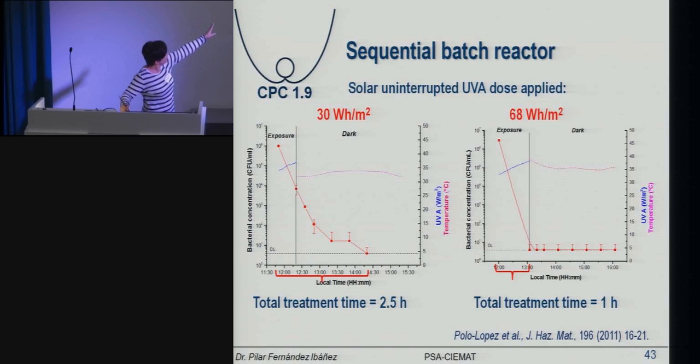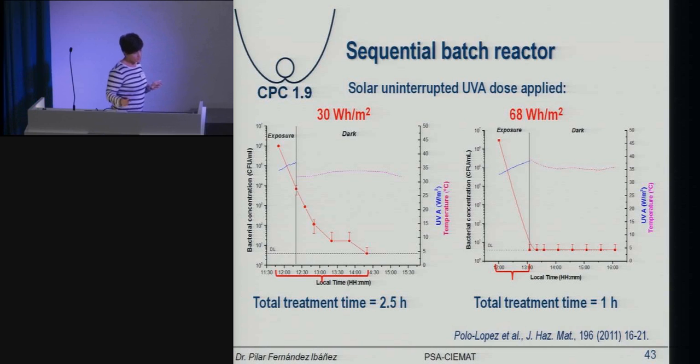So in one hour of exposure, we multiply the amount of energy received in the system by nearly 2, and that's why the disinfection was so fast, and in one hour the water was treated.